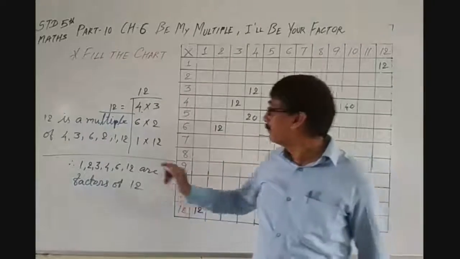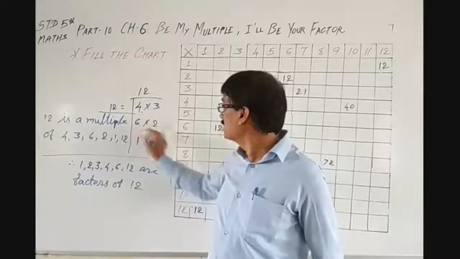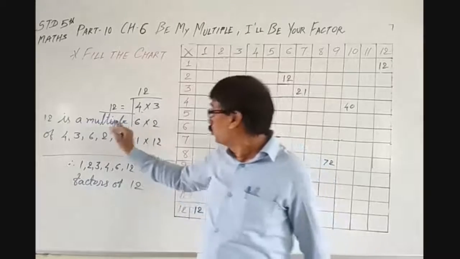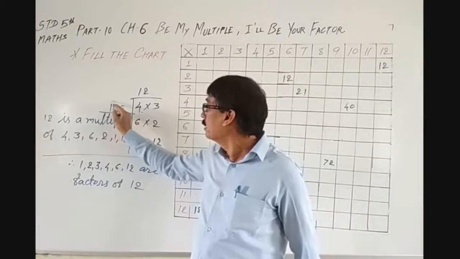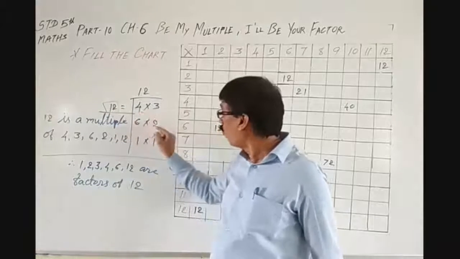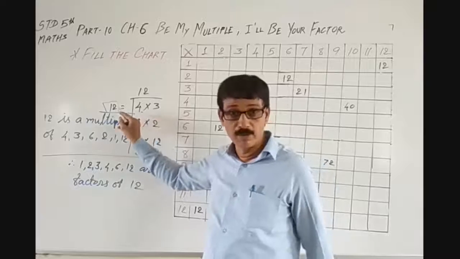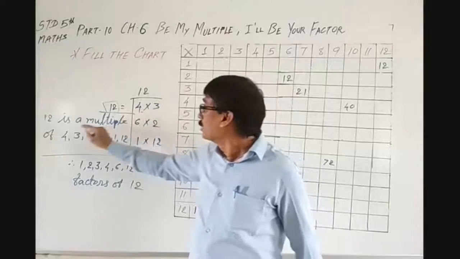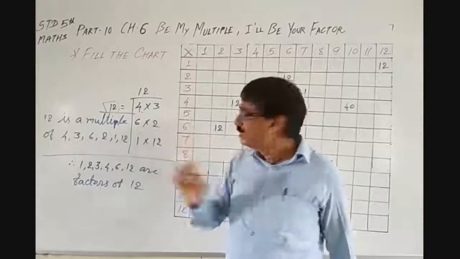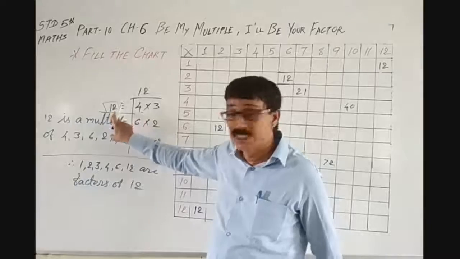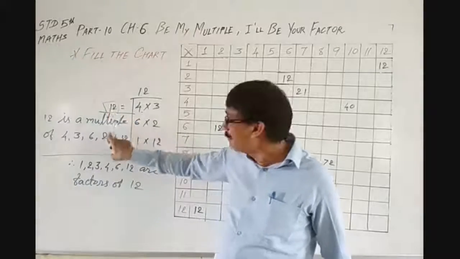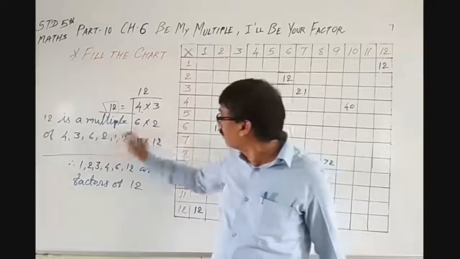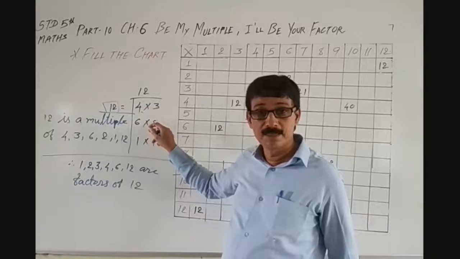Okay, so let's see once again. See, 4 3s are 12, 6 2s are 12, 1 12 is 12. So the answer is 12. Of all this multiplication, the answer is 12, isn't it? By doing all this multiplication, the answer is 12. That is why 12 is a multiple of these numbers. 12 is a multiple of these numbers, isn't it?